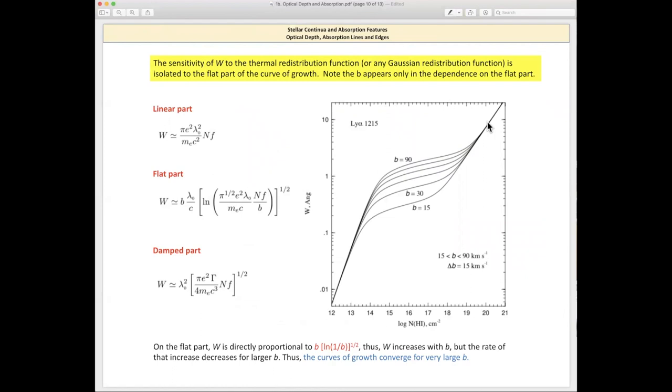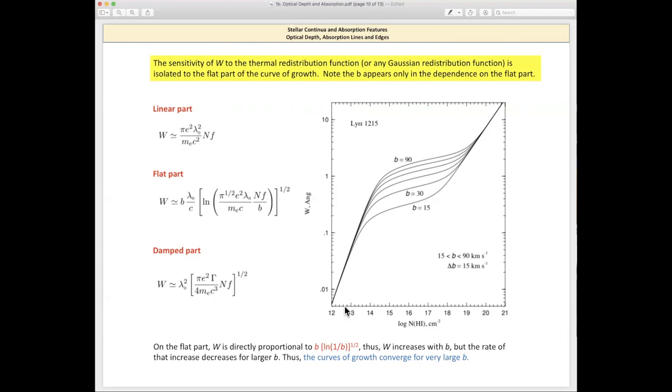People love damped Lyman alpha profiles because if you measure the equivalent width, you instantly get the column density, right? Because it doesn't care about the B parameter. If I measure the equivalent width to be 10 angstroms, I can just read the column density right off the plot, no matter what the thermal properties of the gas are. Or if I measure the equivalent width and it's very small, like 0.02, I can read this off and go, ah, the column density is 12.7.